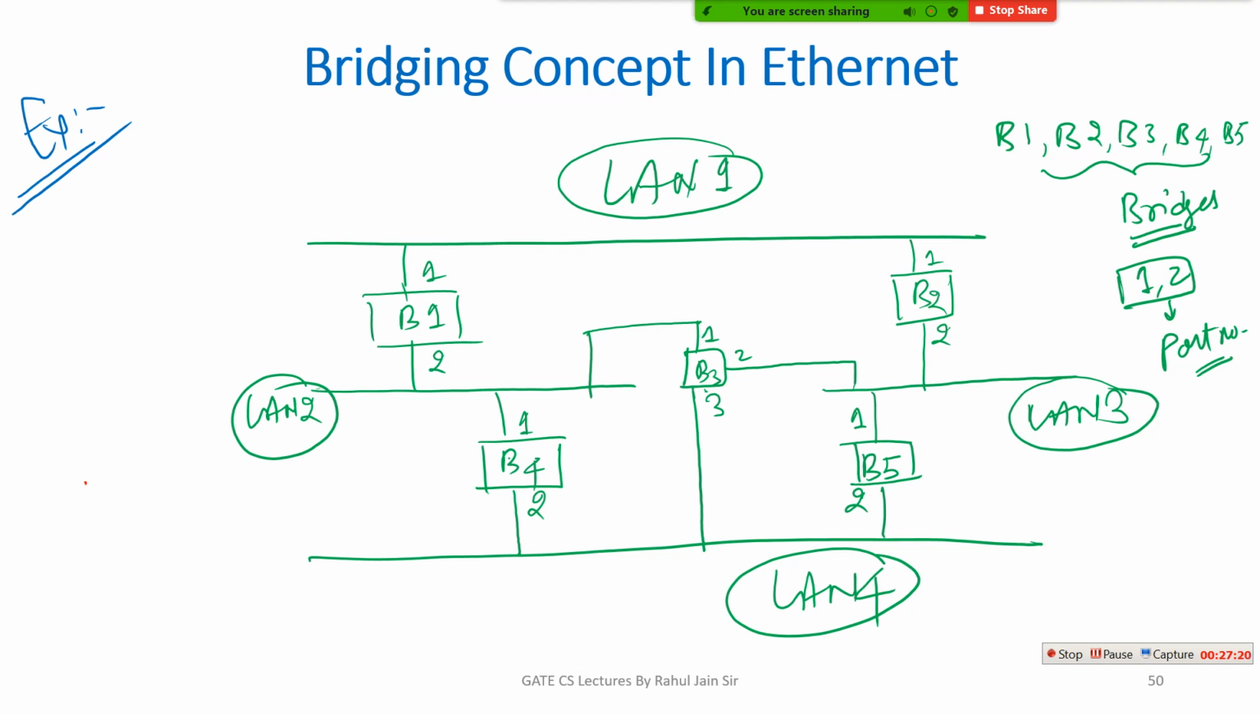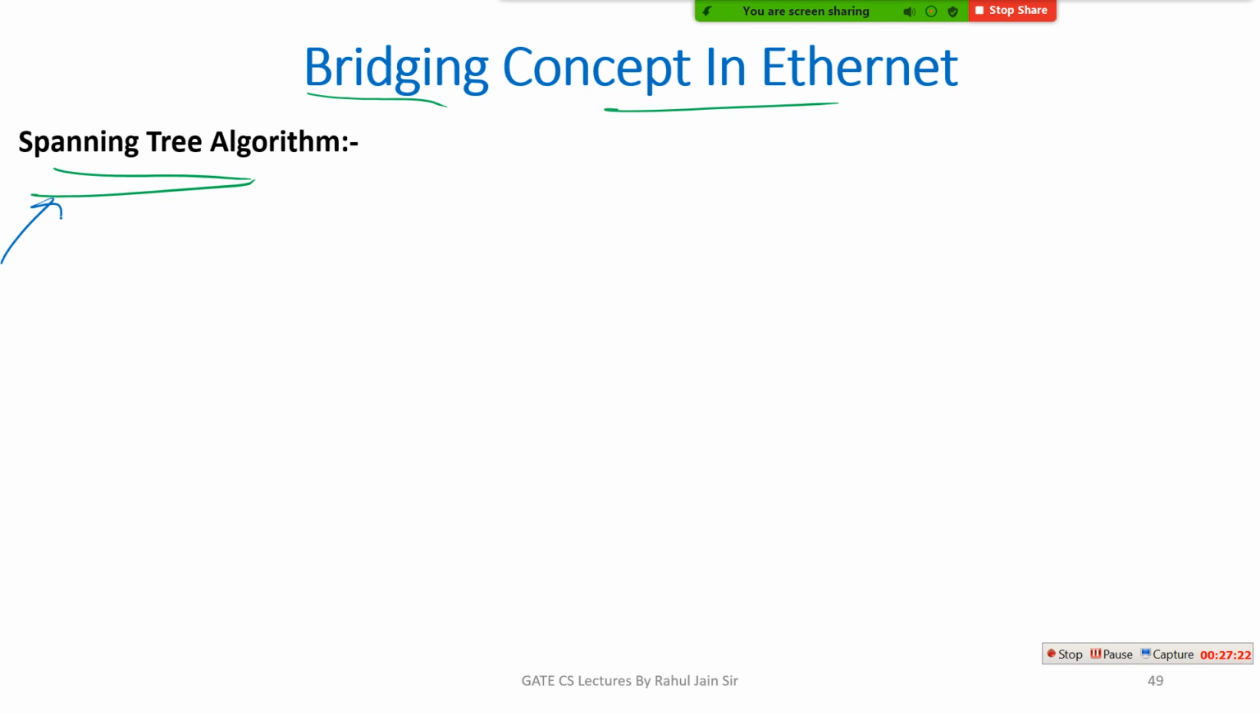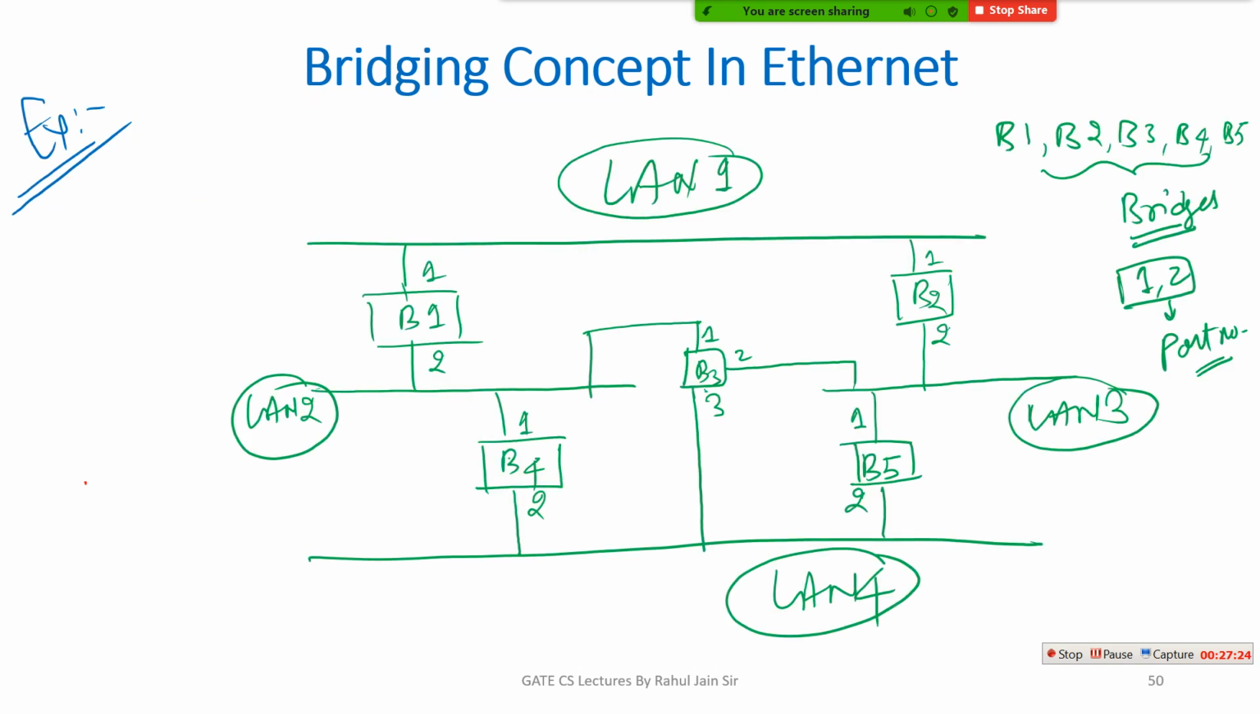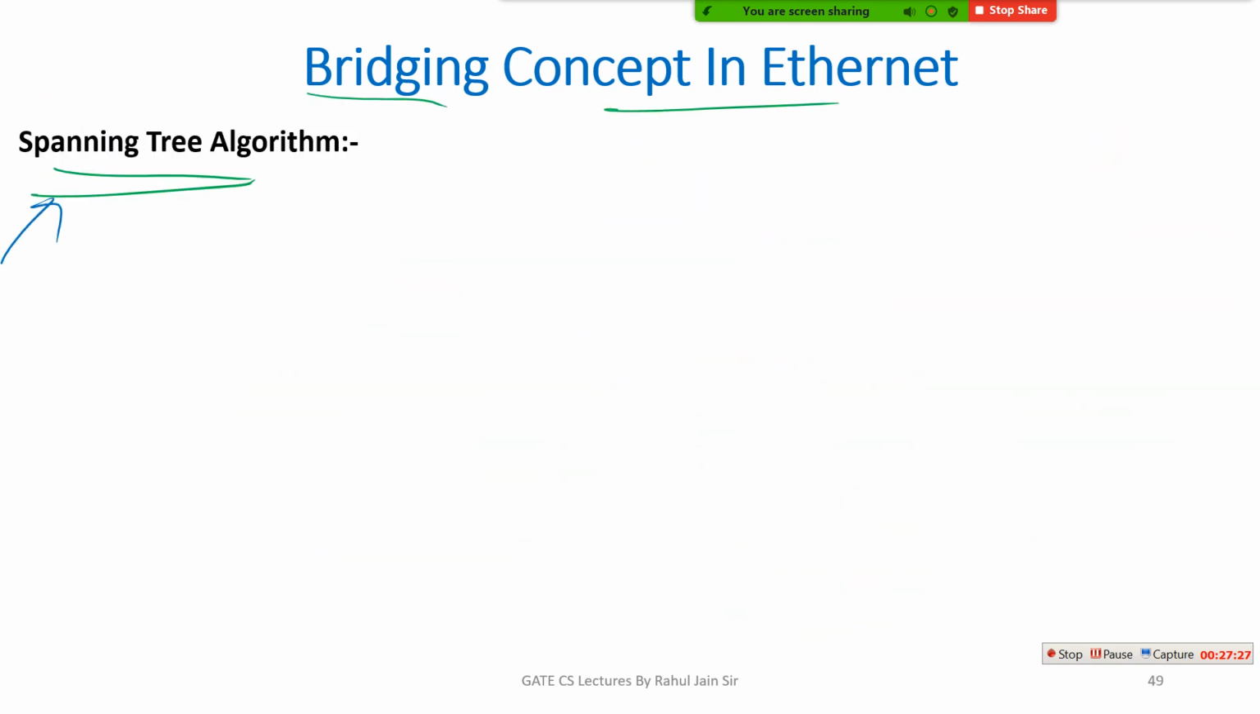Now, coming to the spanning tree algorithm, we will take one step at a time and solve it. So step 1, you can note it simultaneously, guys. Step 1 is: every bridge has a built-in ID.